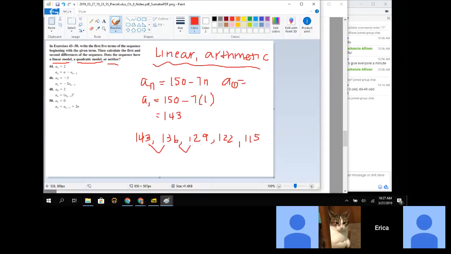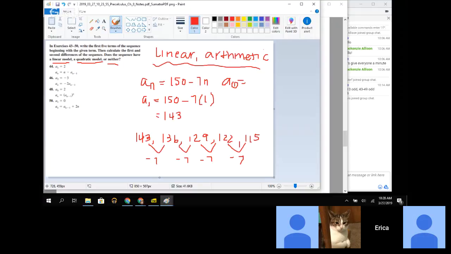So if I write the first 5 terms of my sequence, and then I look at the difference between each value, the difference between each of these, from 143 to 136, it's -7, -7, -7, -7. So because I have the same common difference, it's an arithmetic sequence, and we also would say that this is a linear sequence. Okay, so that we've actually learned before. We got that down, right?